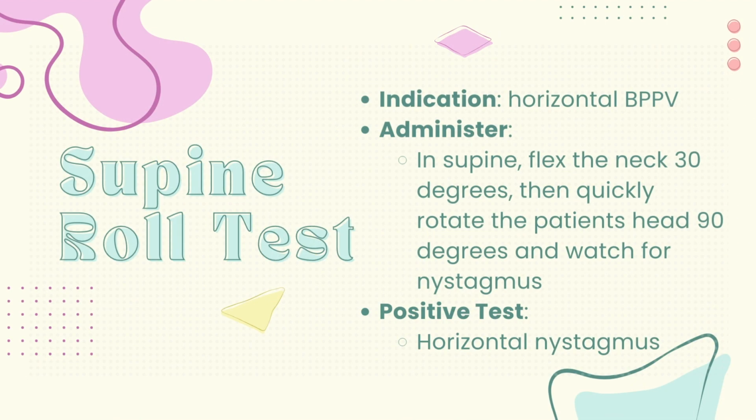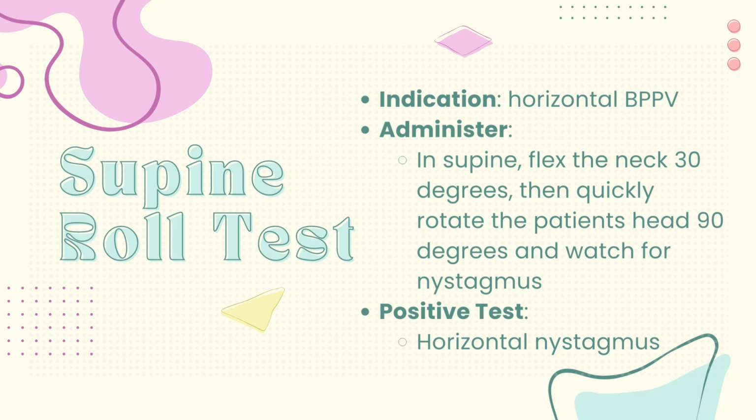Next is the supine roll test. The indication will be horizontal BPPV, and you administer the test in supine, flex the neck 30 degrees, then quickly rotate the patient's head 90 degrees and watch for nystagmus. The positive test will be horizontal nystagmus. To determine what side is involved, you will have to note which way the nystagmus is going. So in the previous test, you were talking about upbeating versus downbeating, but in the supine roll test, you're going to refer to it as geotropic or apogeotropic.